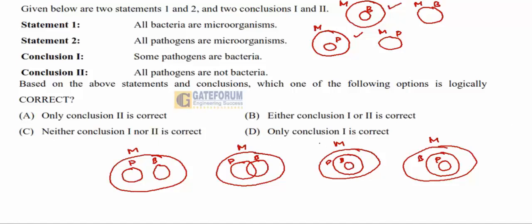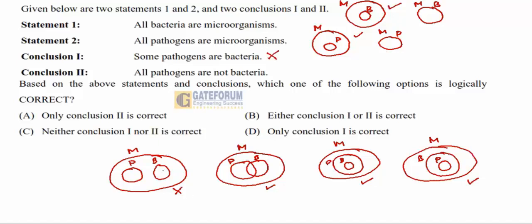Now let us check conclusion 1: Some pathogens are bacteria. Well, some pathogens are bacteria, this is correct. Some pathogens are bacteria where some is 100%, this is also correct. But some pathogens are bacteria, this is not correct in every case. So with any one condition incorrect, I can say that this conclusion itself is incorrect.